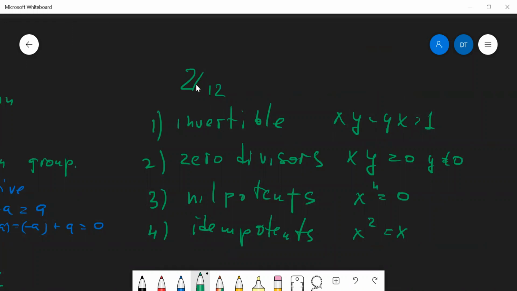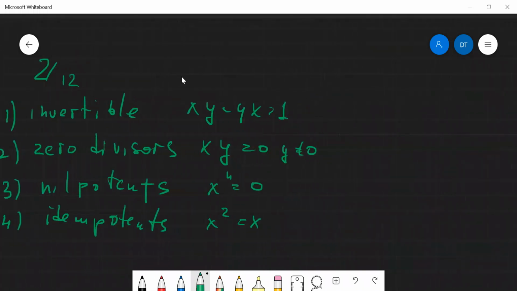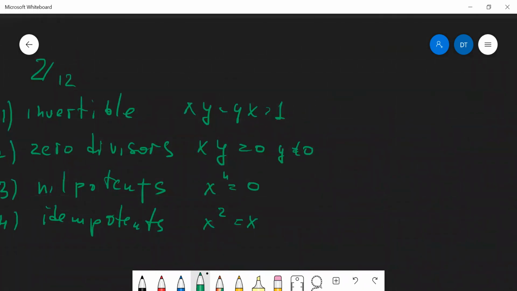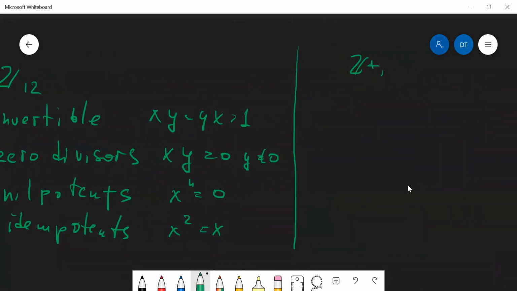But how do you think? In case of the ring Z, do you remember the answer? What are the invertible elements in the ring Z with addition and multiplication? It's 1. Not just 1, plus minus 1.